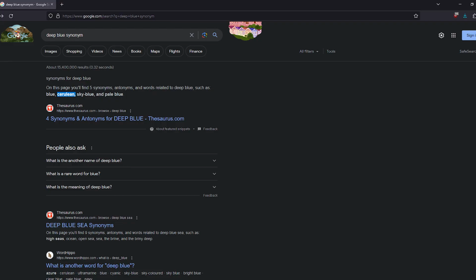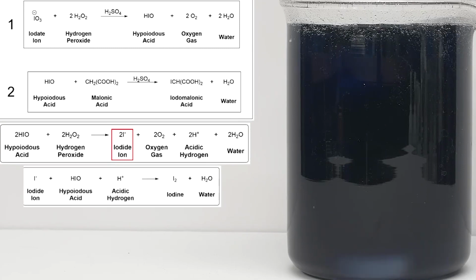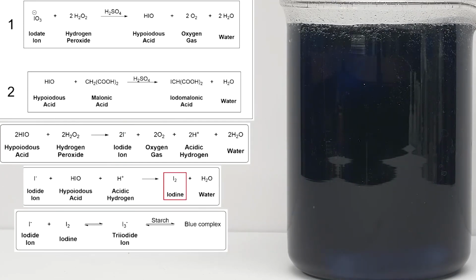The solution turns a deep blue color because of the triiodide. As the iodide concentration increases in the solution, iodide ions react with hypoiodous acid in the solution to produce diiodide, which then reacts with more iodide ions to produce triiodide.